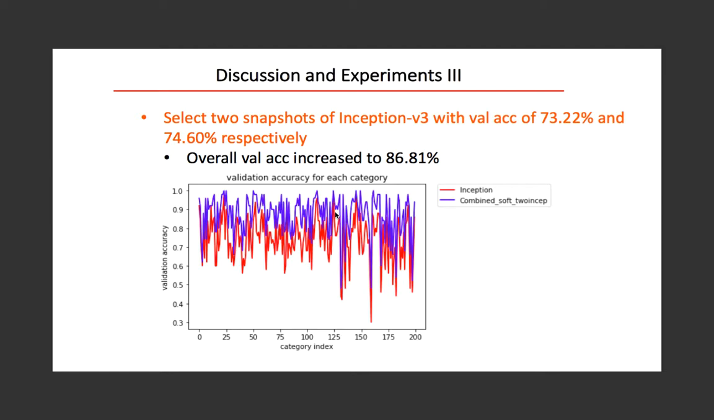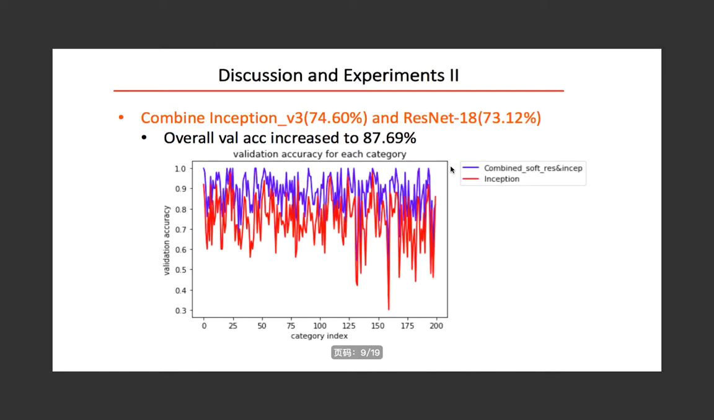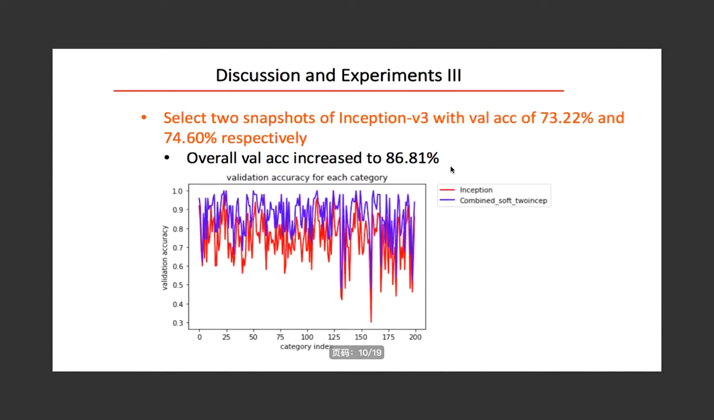There is also a big increase in the overall validation accuracy, but this validation accuracy is lower than the previous one. So this tells us that ResNet 18 and Inception V3 have different architectures, and they do have different strengths.